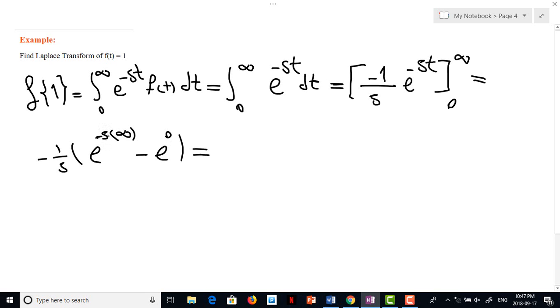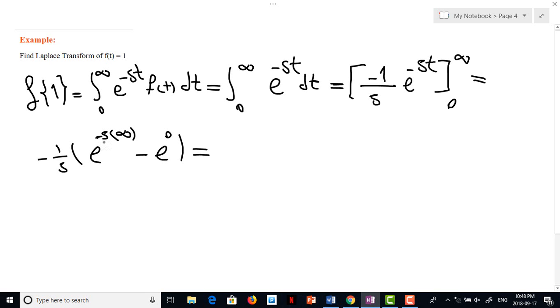It equals, so now we have to find e to the power of minus s times infinity. We have to consider two different cases. Imagine s is positive. If s is positive, minus s is negative, so minus s times infinity is going to be negative. So we have e to the power of minus infinity. So it ends up with 0.